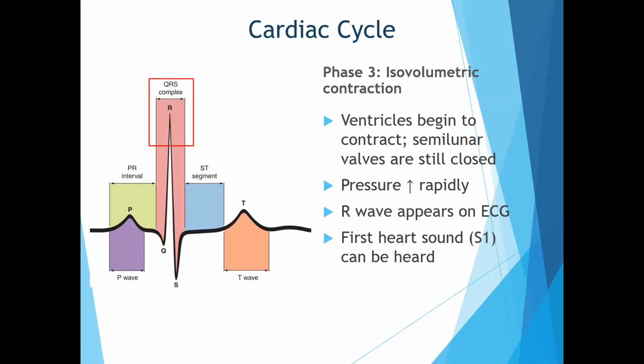Okay, phase three is the isovolumetric contraction. This is as our ventricles begin to contract. We still have the aortic and pulmonary valves closed. At this point, our AV valves are going to close as well because we don't want blood going back from the ventricles into the atria. That causes a fast increase in pressure. And so we get our R wave on the ECG, and that's also when our first heart sound occurs.